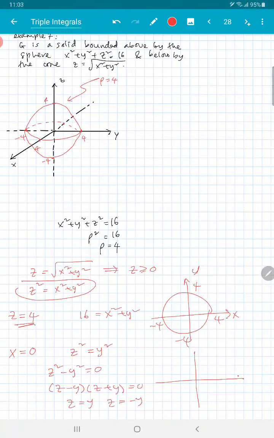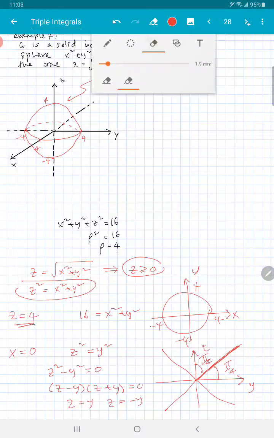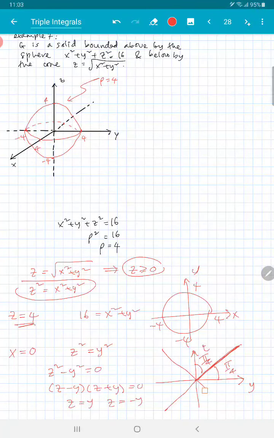So if we plot this on the yz plane, you would get this, z equals y, and here we have z equals negative y. As you can see, this is right in the middle of the quadrant, so it's 45 degrees. So this angle is 45 degrees, or pi over 4, and this angle is pi over 4 because it's right in the middle. But of course, because we want z to be larger than 0, we don't consider the one below the y-axis, because that is when z is negative.